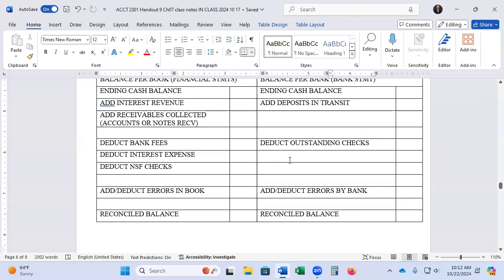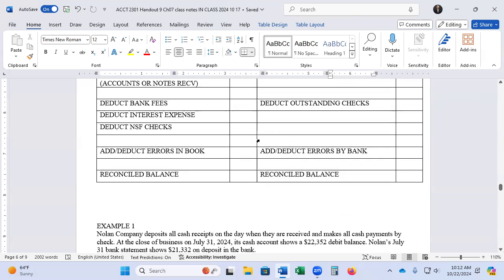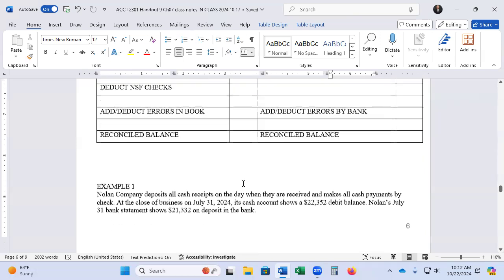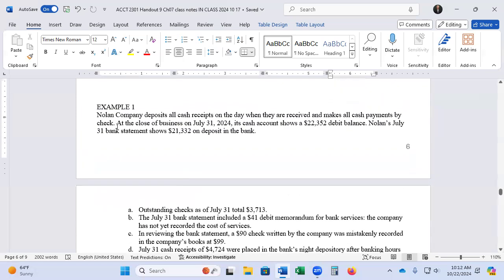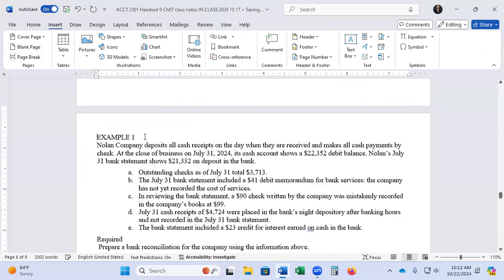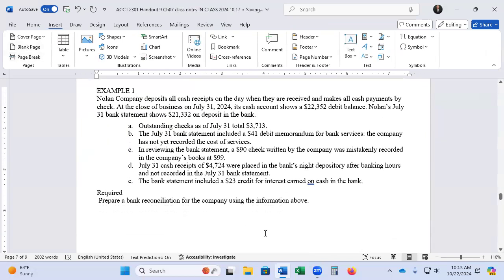All right. So we talked about the generic bank account. You can use this to do any of them. But I'm going to go ahead and walk you through an example. Example one. Just take about 30 seconds to read it, and then we'll start to walk through.